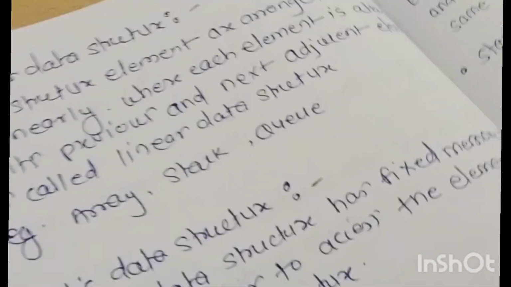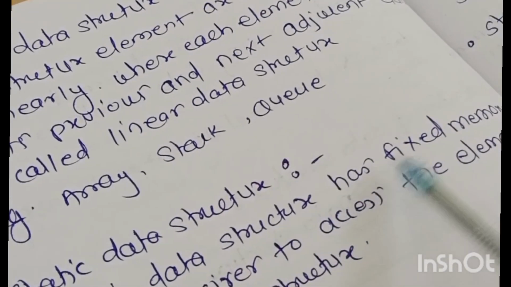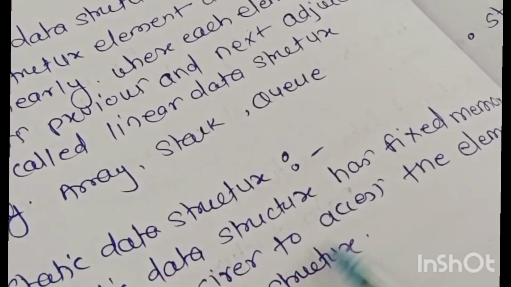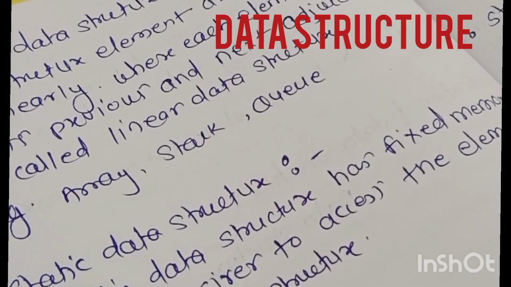Then static data. What is meant by static data? The static data structure has a fixed memory size. It is easier to access the elements in the static data structure.